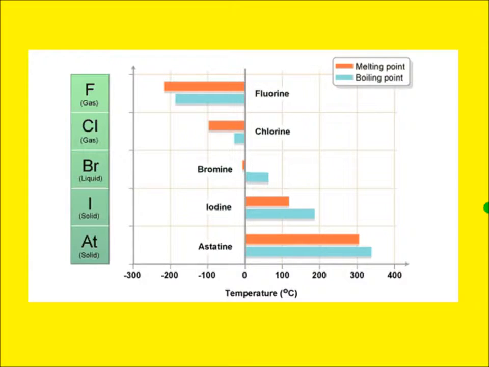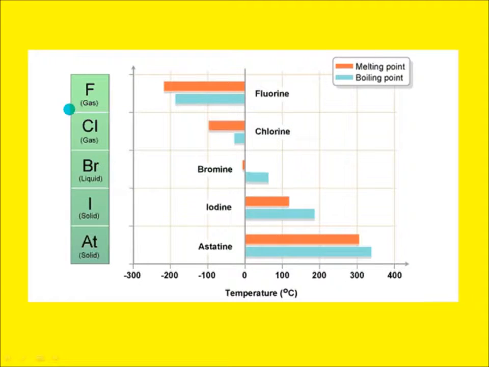If we have a look here, you can see that as you go down the group, the boiling point and the melting point increases. So fluorine has a melting point of about minus 220 and a boiling point of about minus 190. And chlorine has a boiling point of about minus 30. This continues all the way down to astatine, which has a very high melting point and boiling point. This helps to tell you what state they are at room temperature.